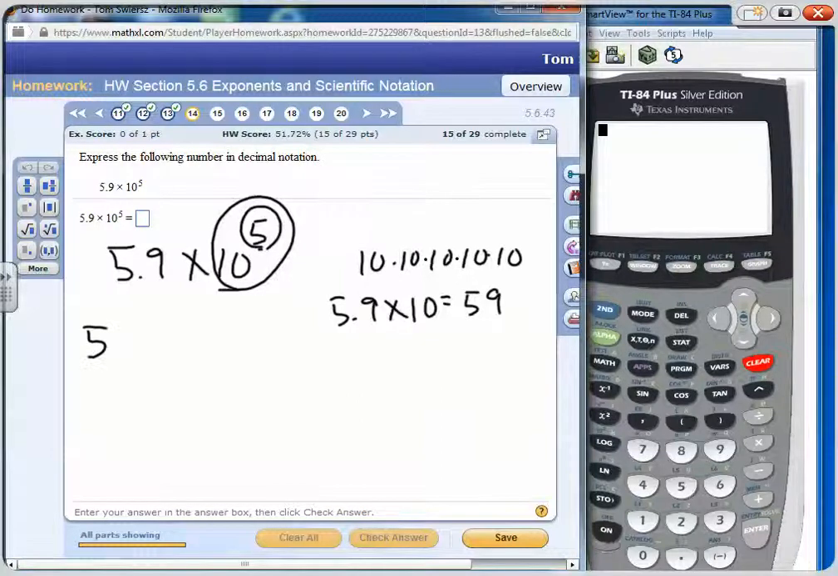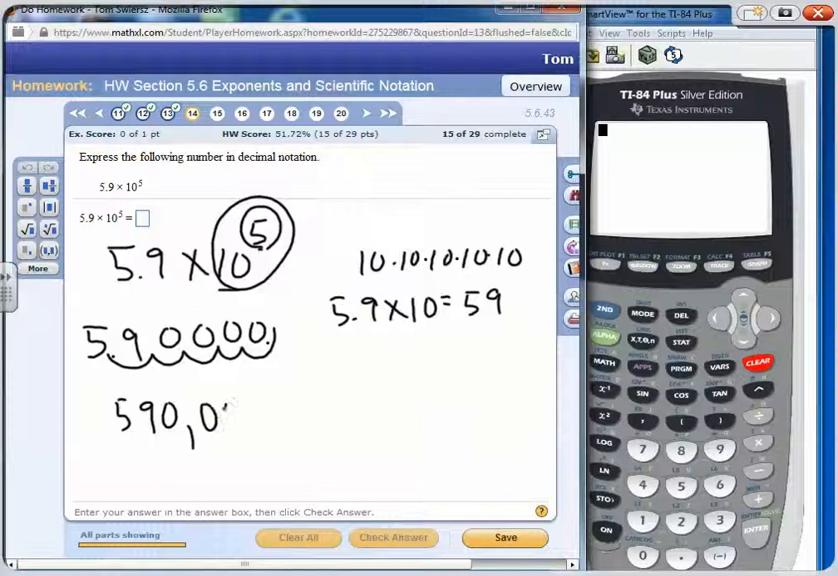So we have 5.9, we have to go over 1, 2, 3, 4, 5. So we have to add 4 zeros. So again, 1, 2, 3, 4, 5. Decimal goes there, so now this number would be 590,000. Again, we're moving the decimal over to the right, the number of places in the exponent, because every time you multiply by a power of 10, you move the decimal to the right, okay? So this would be 590,000.